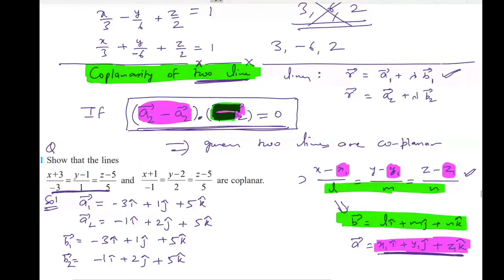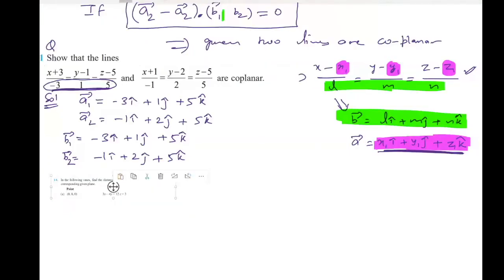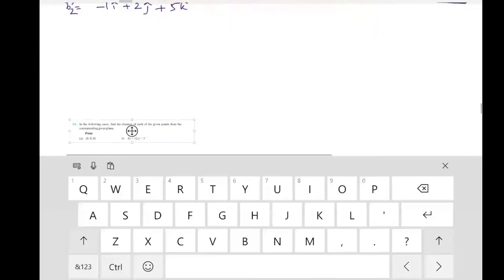Okay, so just apply the condition. First of all, find the A2 minus A1 vector. Everyone has to find it. A2 minus A1 and B1 cross B2.